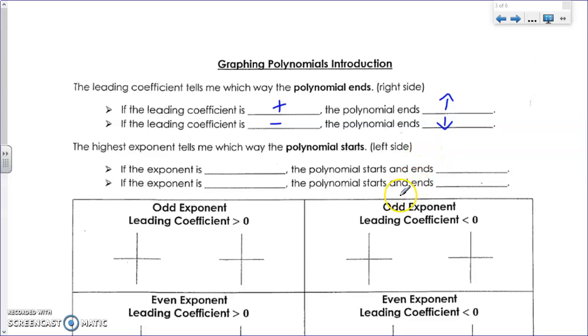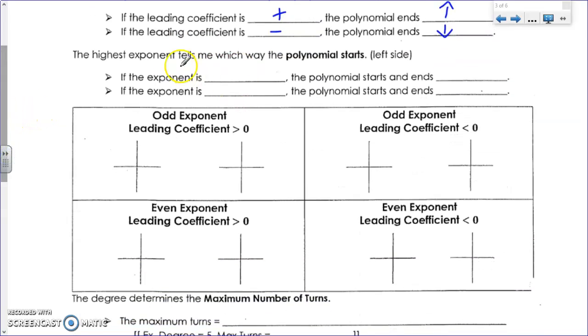Does that make sense? All right, and everybody knows the leading coefficient is the highest degree, and it's the number in front of that variable. Okay, do you understand why we had to know all of that in the beginning of the unit? So the highest exponent tells me how the polynomial starts. If the exponent is even, it's going to start and end the same. If the exponent is odd, the polynomial starts and ends opposite.